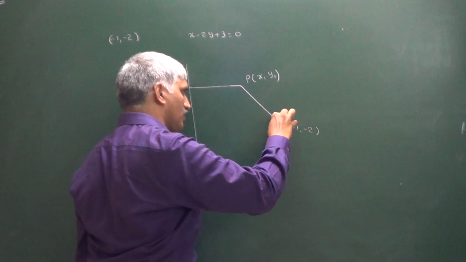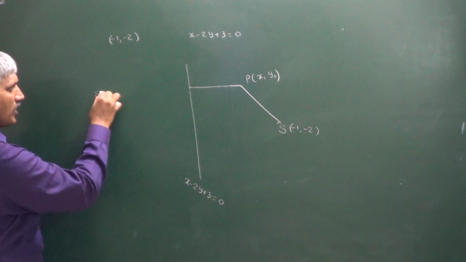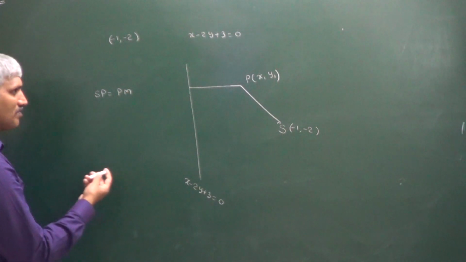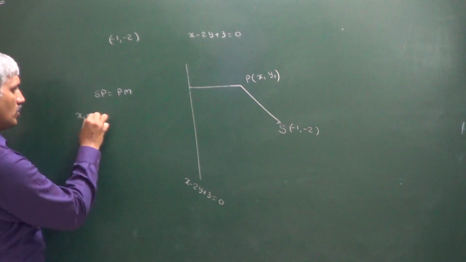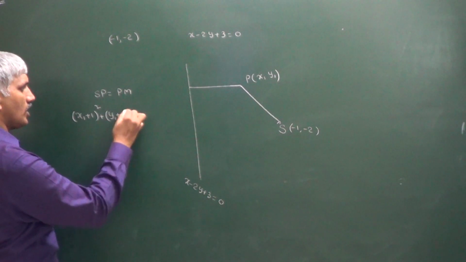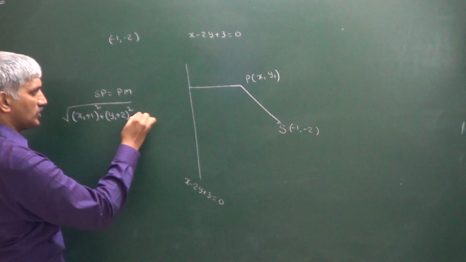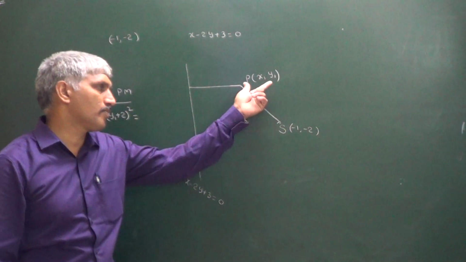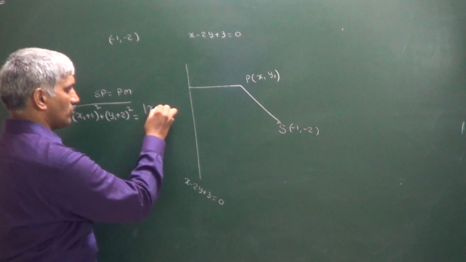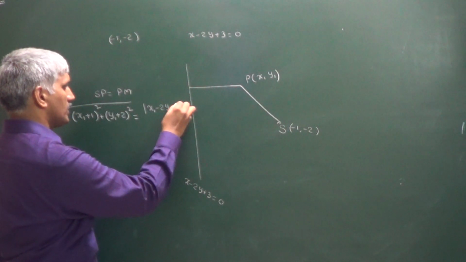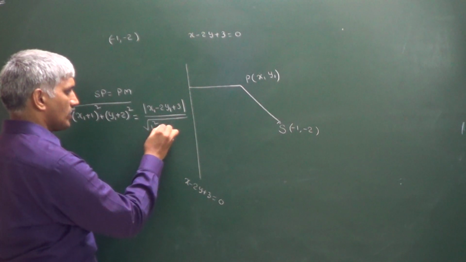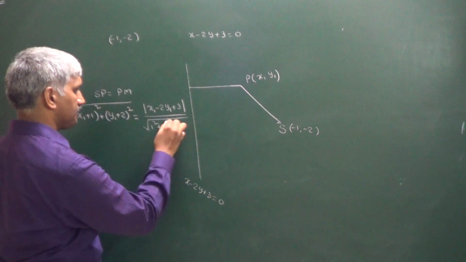You know the definition of the parabola. What is the definition of the parabola? SP is equal to PM. Now simplify. Square root of x1 plus 1 whole square plus y1 plus 2 whole square, that is SP, is equal to PM. What is PM? From a point P x1, y1 onto this line, the perpendicular distance is nothing but x1 minus 2 times y1 plus 3 divided by square root of x coefficient square plus y coefficient square.